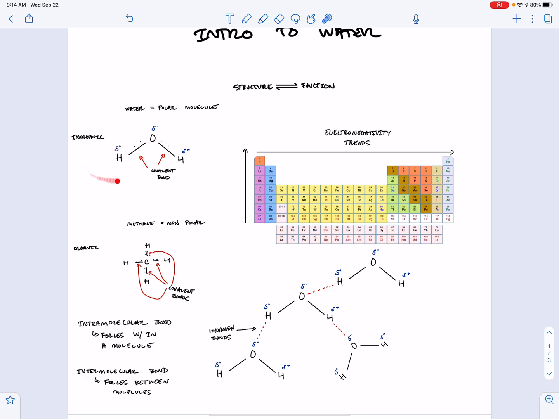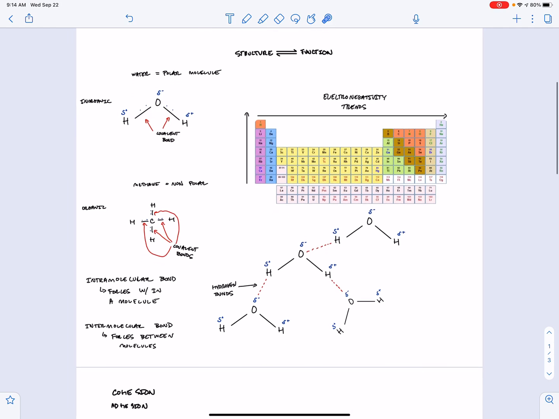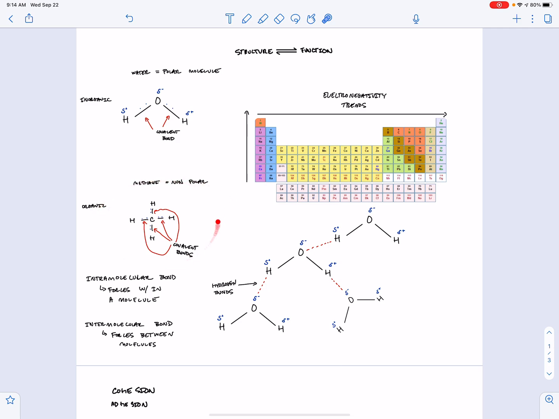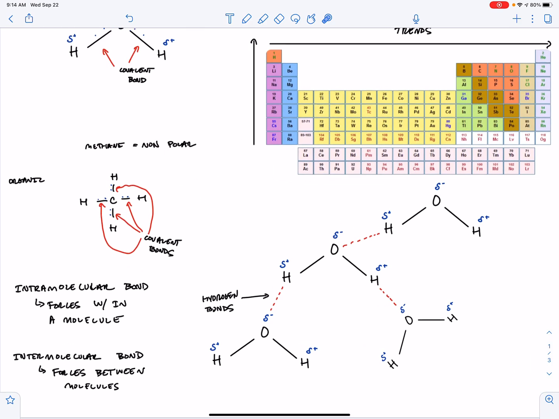meaning one side of it is slightly positive and the other side is slightly negative. And we get this effect because oxygen is more electronegative than hydrogen. And so it pulls on these electrons that it's sharing in the covalent bond a little bit more strongly than the hydrogen does because it has more protons in its nucleus. And as a result, we get a side of the molecule that's negatively charged and a side of the molecule that is positively charged.